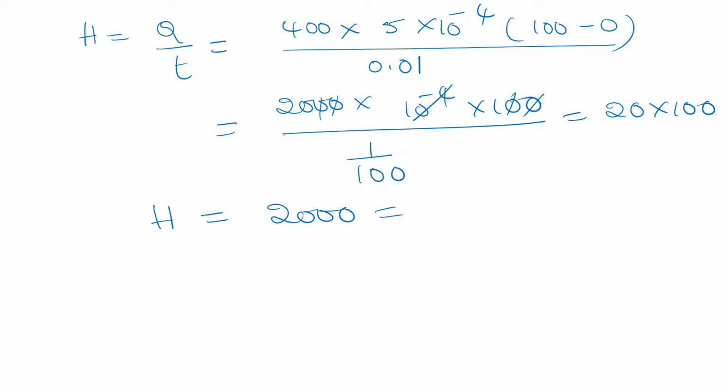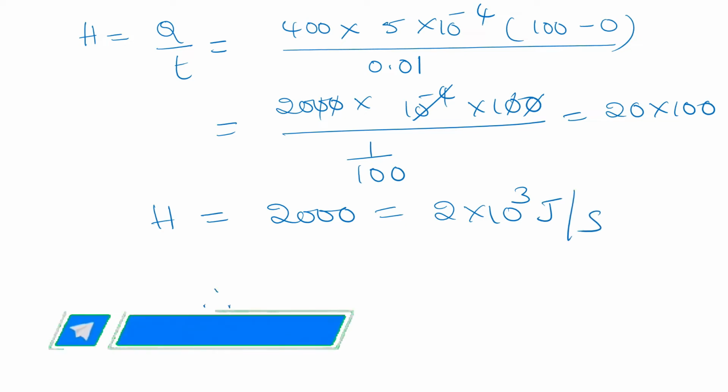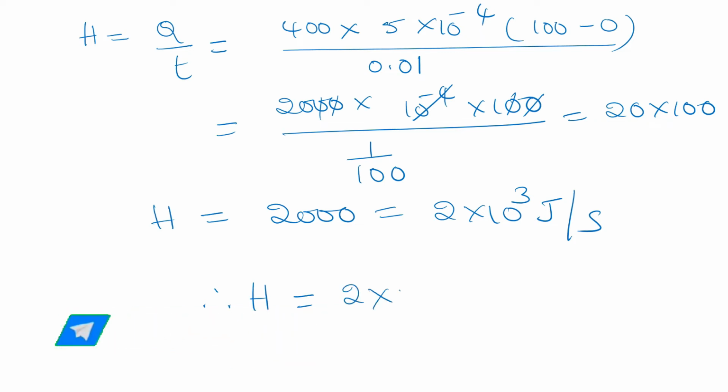This can be written as 2 into 10 cube joule per second. So the heat conducted in 1 second is 2 into 10 cube joules per second.